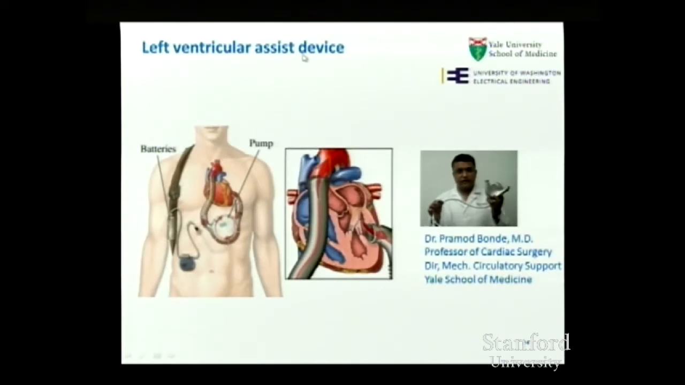Now this is the most exciting application actually of our wireless power. On the right is a picture of my collaborator, Dr. Pramod Bondi. He's a heart surgeon at Yale School of Medicine. And on the left, you see a heart pump called the left ventricular assist device. This is an alternative to a total artificial heart, where instead of taking out the old diseased heart, you put in a pump in parallel with the heart. So the old heart is still there doing what it can, but now you have this mechanical assist.